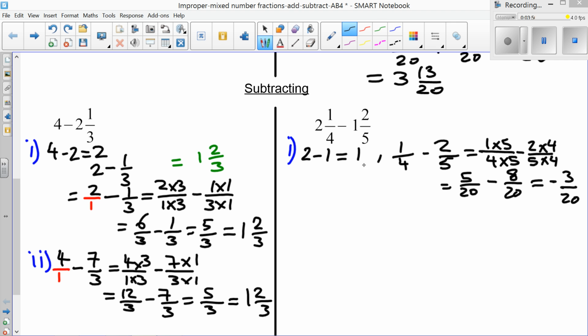I now have to put the 1 and the minus 3 over 20 together, so that's 1 minus 3 over 20. And I know by intuition that should be 17 over 20. To continue with the fraction work, I put the 1 over 1 to put it in fraction form, minus 3 over 20.